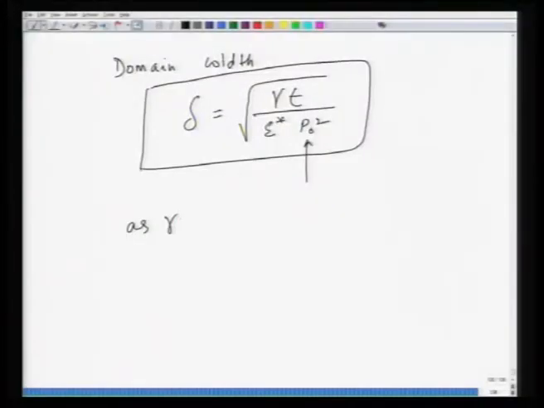So, there is a pronounced effect of polarization on the domain size, and then there is the effect of gamma, which is the surface energy. As the domain wall energy goes up, delta also goes up because you want to minimize the number of domain walls. So, this is the expression. Basically, as gamma increases, delta increases, and as P naught increases, delta decreases.